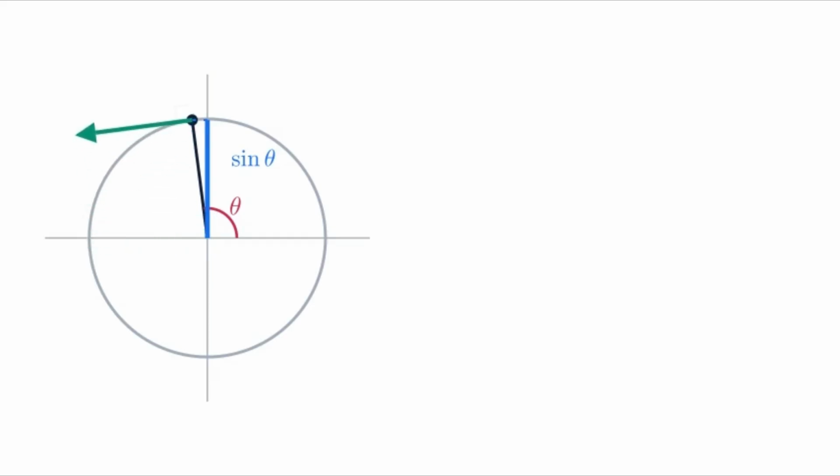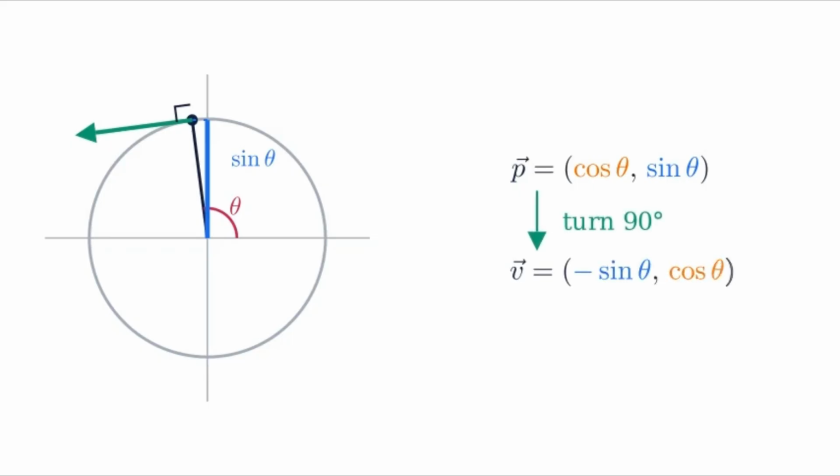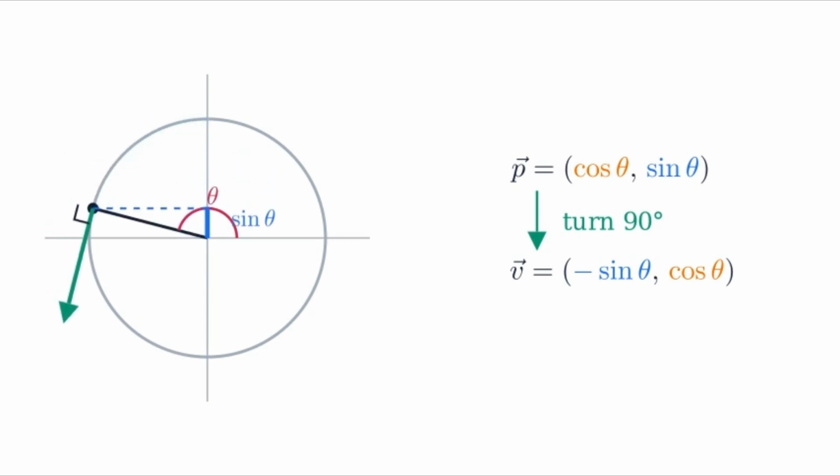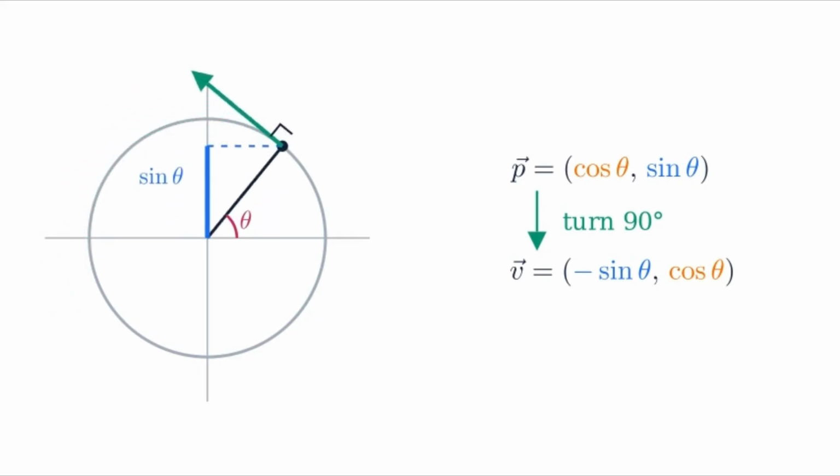So take the radius, turn it 90 degrees, and plant it on the point. That's the velocity. The position is cosine theta, sine theta. Turning 90 degrees swaps the two coordinates and flips a sign, giving minus sine theta, cosine theta. True everywhere on the circle.